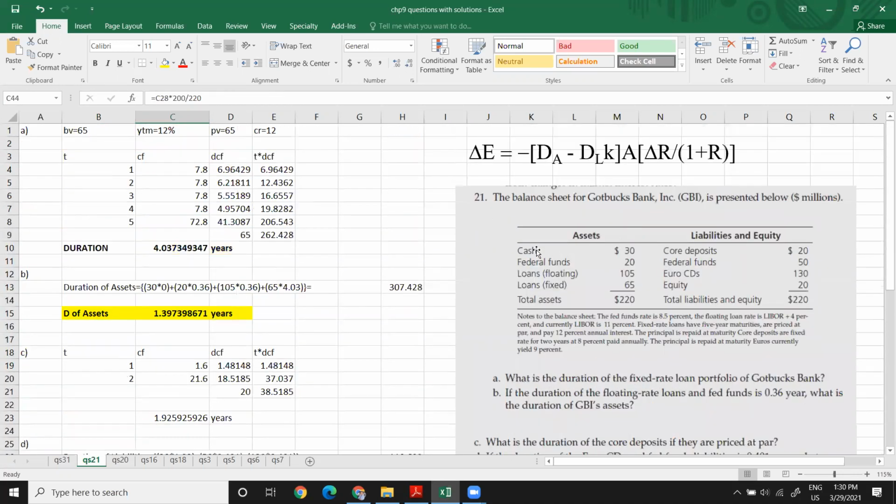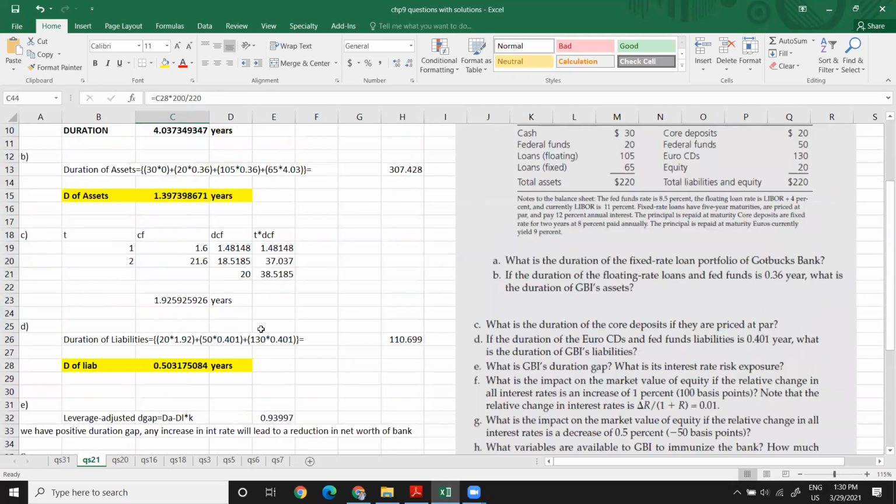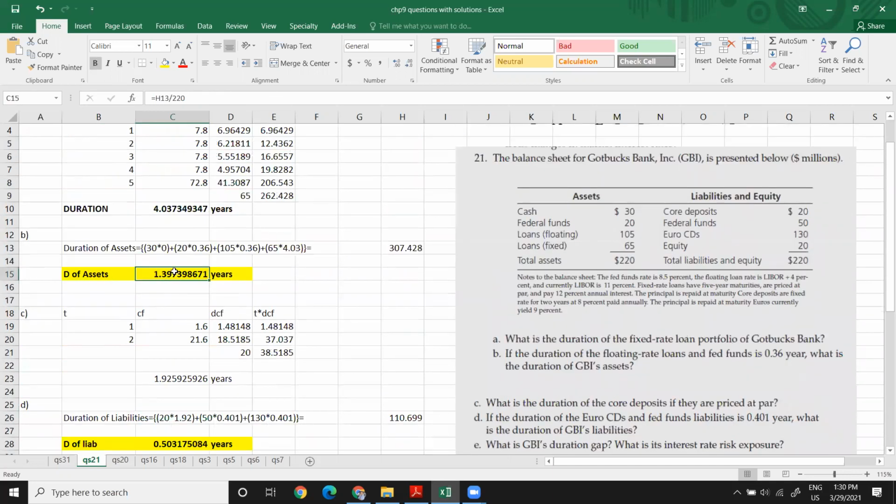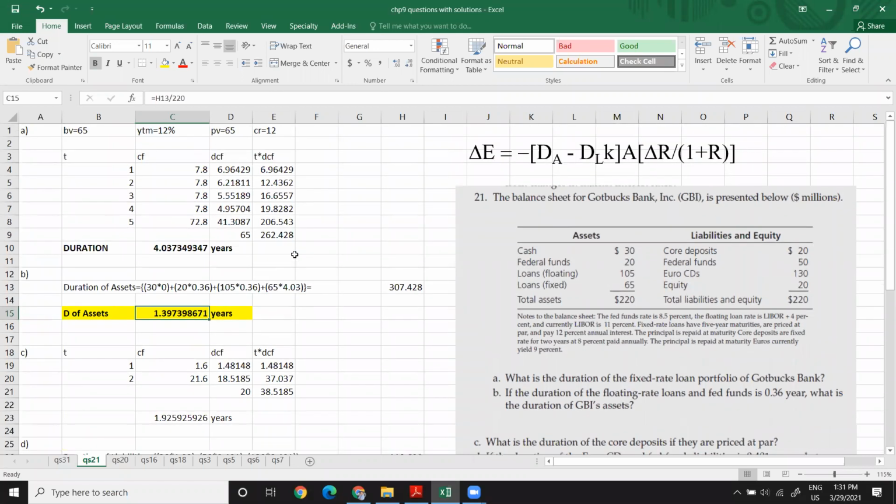In the duration of assets, I have cash, Fed funds, and fixed loans. So I have to reduce them. Here's my duration of assets: it's 1.39, but it should be 0.45. In order to make your duration of assets 0.45, which asset specifically should you reduce? Maybe you can reduce this 4.03 duration, maybe you can reduce other things, but the best is to reduce the duration of fixed loans, because it's got the highest one. So it's easy to use.